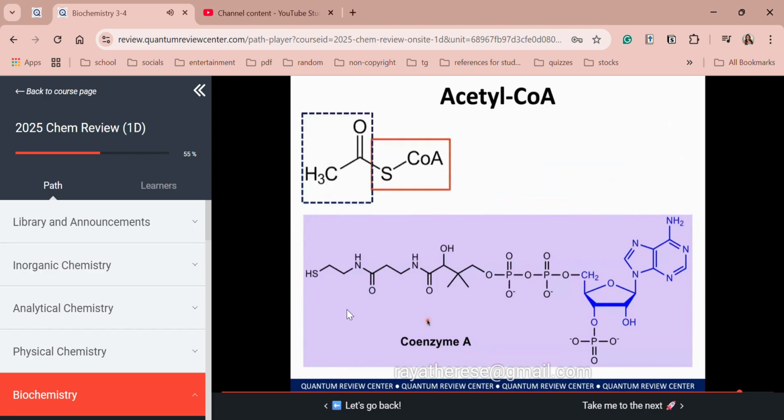So this will be discussed more in our metabolic pathways. It's the star of the metabolic pathways, okay? But for now, let's briefly introduce acetyl-CoA in terms of its structure, alright? So acetyl-CoA, again, participates in all the metabolic pathways of your carbs, lipids, and amino acids.